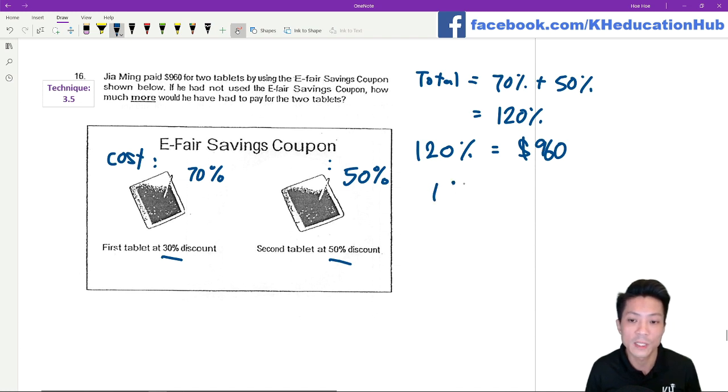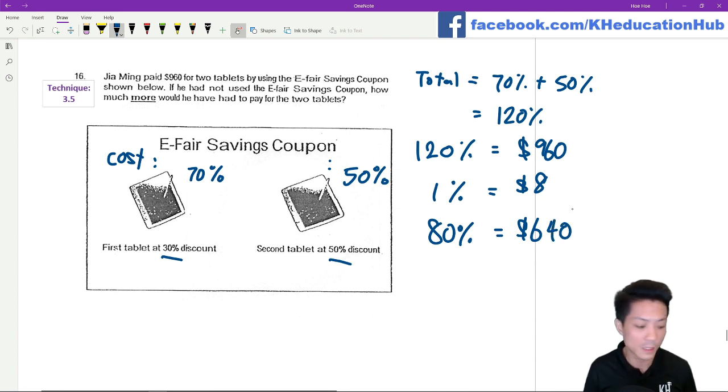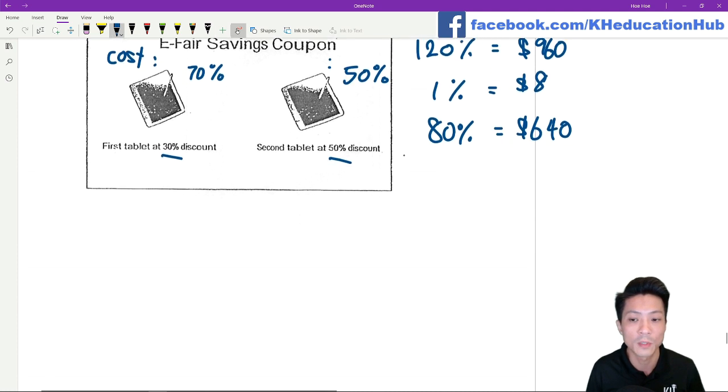I'm going to find what is 1% first, because usually if you can find what is 1%, you probably can already solve the question. It's $8. They want you to find how much more he would have to pay for the 2 tablets. Since the total discount is 80%, I just need to find what is 80%. 640, which means that he will have to pay $640 more without the coupon.